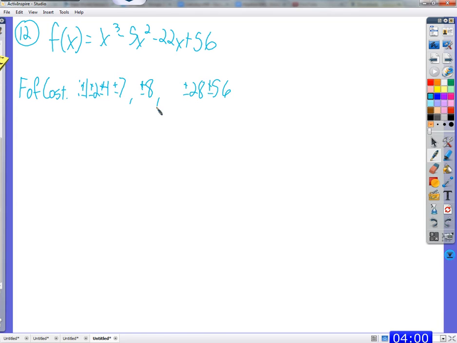4 and 14. 8 and 7. Got those. That's everything? Yeah. Okay. Now is that our list every time? Just list the factors of the constant? No. What else do we have to list?